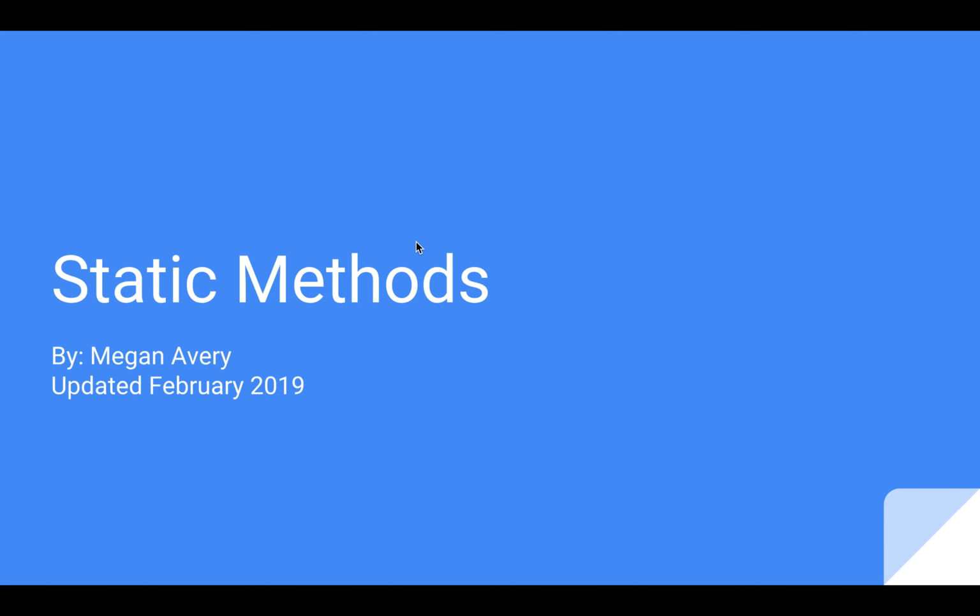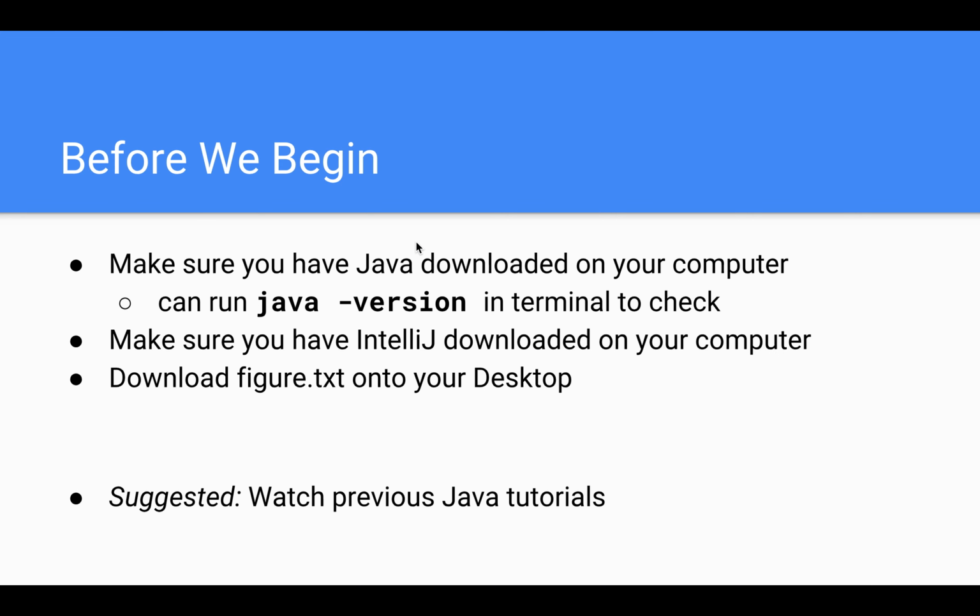This tutorial is going to cover static methods. Before I begin, make sure that you have Java and the Java JDK downloaded on your computer. You can run java -version in your terminal to check. Also make sure that you have IntelliJ downloaded on your computer, and download figure.txt onto your desktop. It's suggested that you watch the previous Java tutorials.